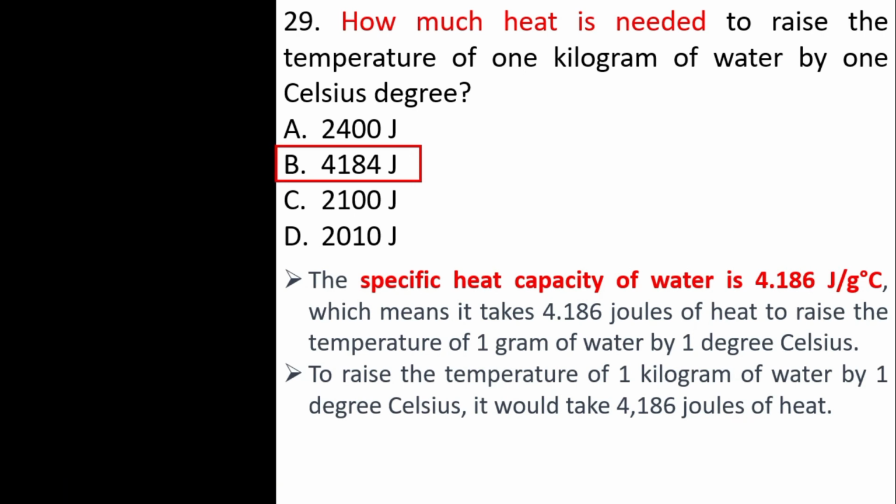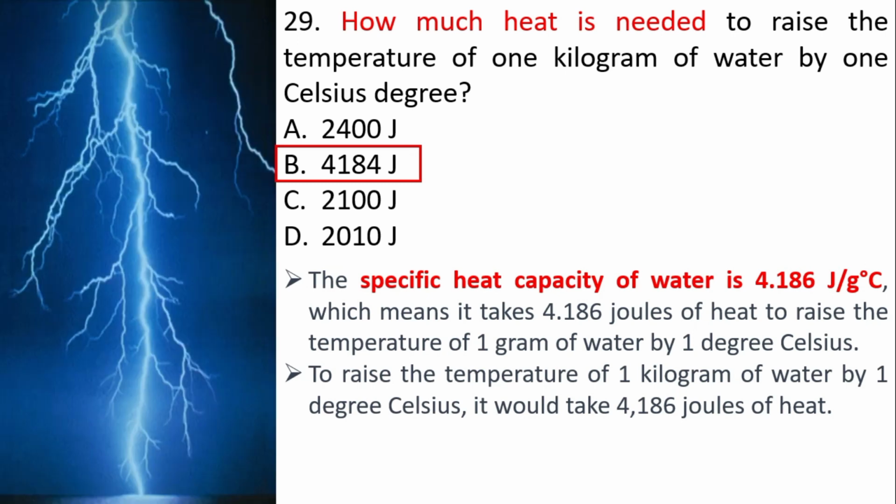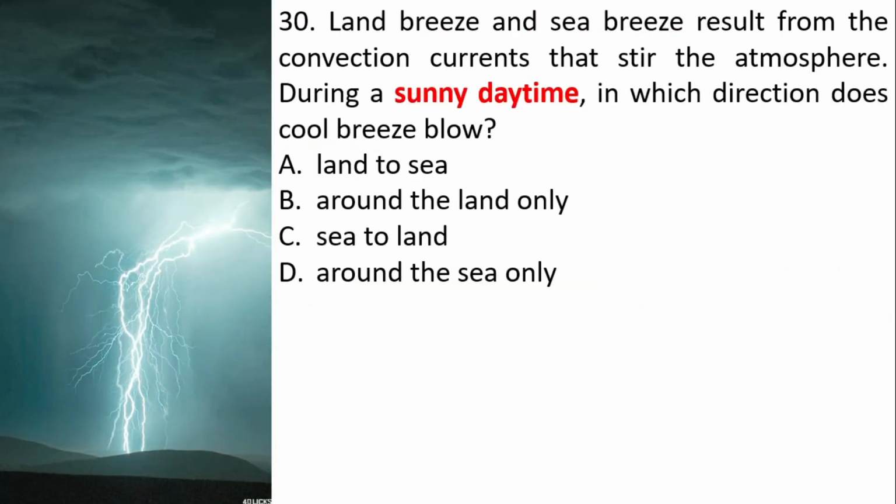Because, how much heat is needed by the question? Meaning, it talks about the specific heat capacity of 1 kilogram of water. Okay? So, to raise the temperature of 1 kilogram of water by one degree Celsius, we should apply 4,186 joules of heat to increase its temperature. 30.